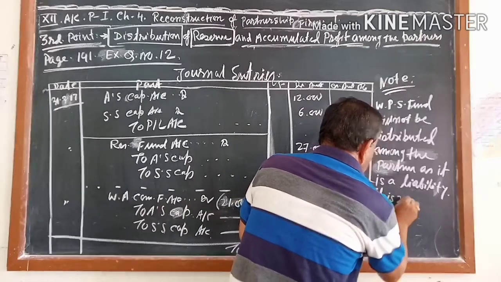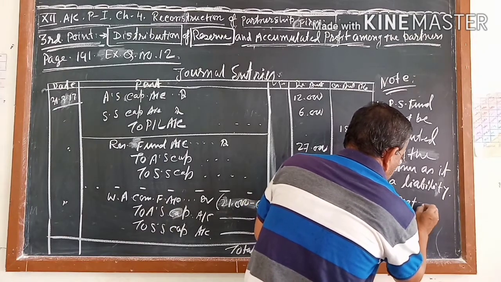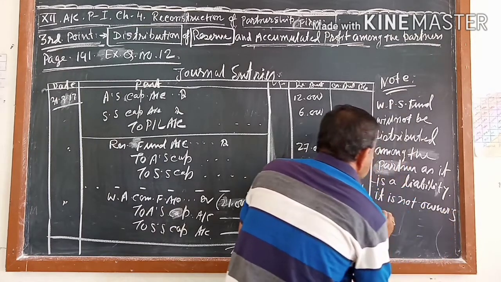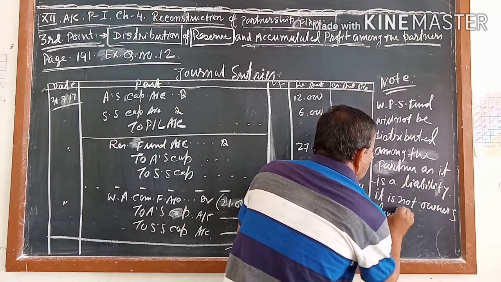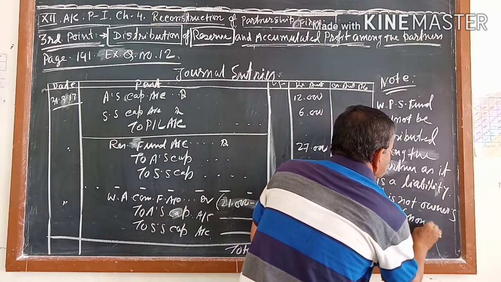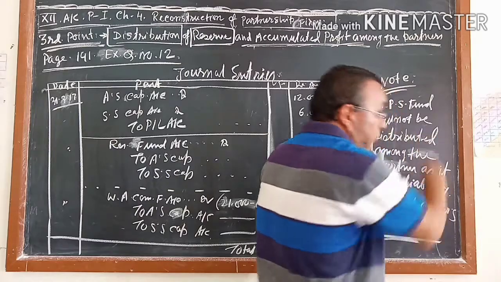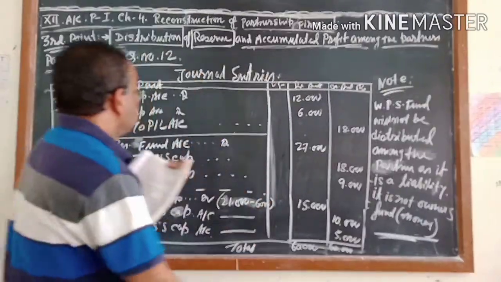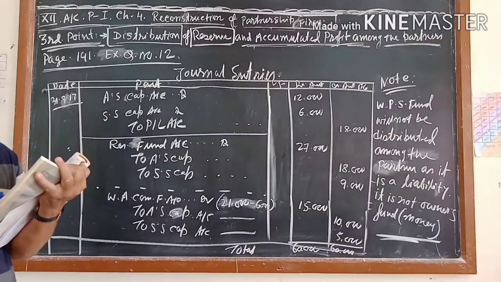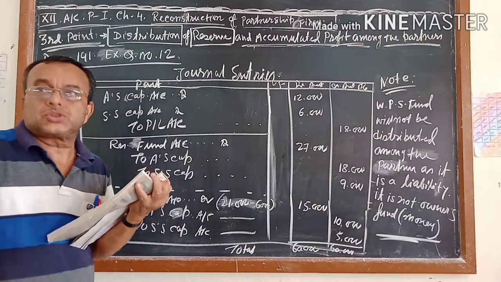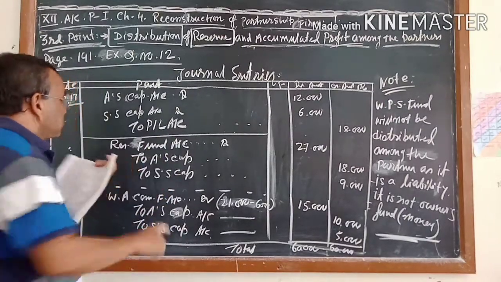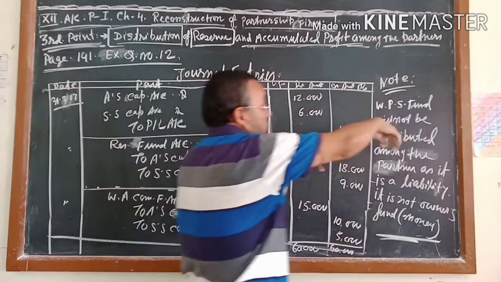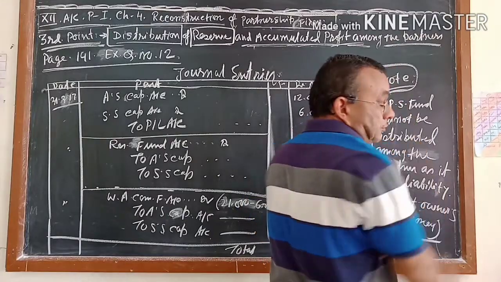It is not owner's fund or money. This point you have to write. If you are not writing this point, 1 mark will be deducted. Suppose if it is a 4-mark question, 1 mark, 2 mark, 3 marks. And this due to note 1 mark.